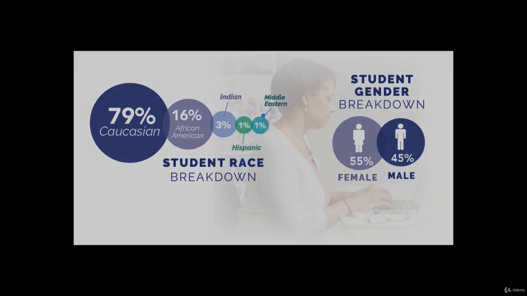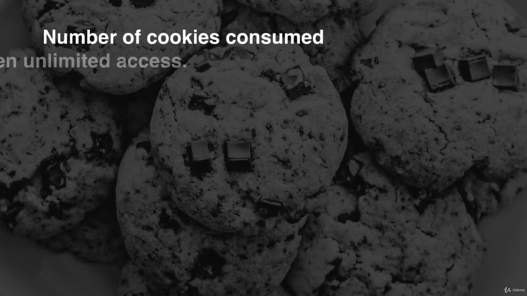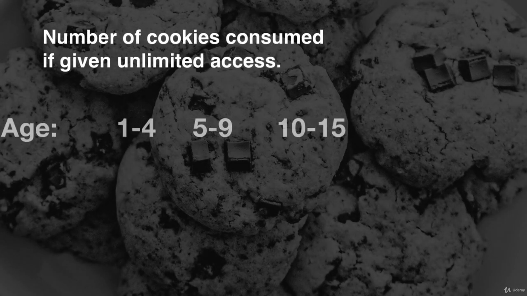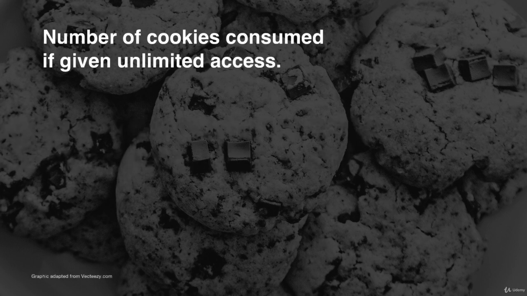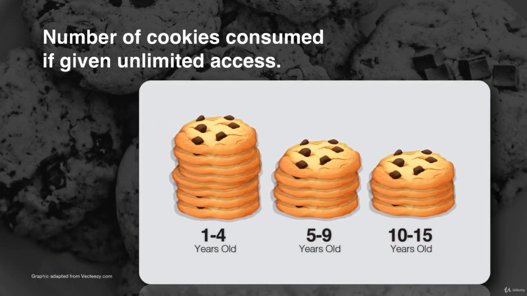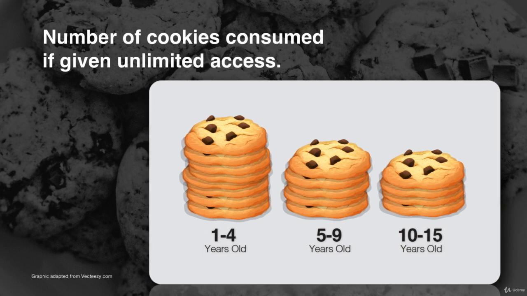This one involves the numbers of cookies consumed if given unlimited access. And so this is broken down by age and how many cookies they consume based on their age. We can make this more visually compelling by using icons to communicate our dataset. We can build this using a stack of cookies and each stack moving higher or lower relative to each other, just like our Venn diagram example prior.